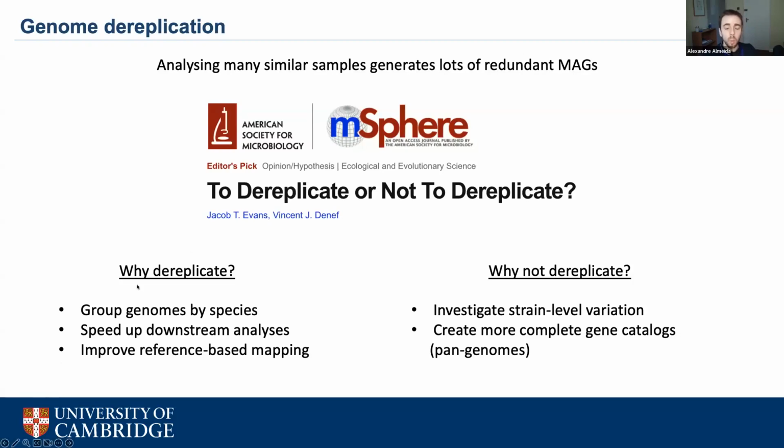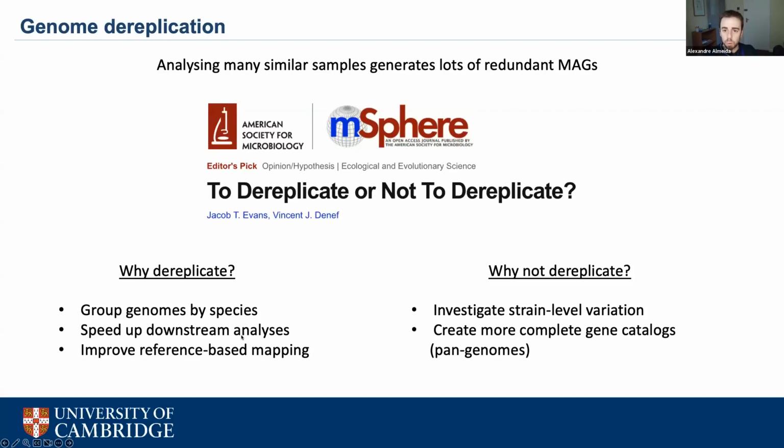So why should you de-replicate? Why should you remove that redundancy? You should remove that redundancy if you're thinking about doing analysis at the species level. If you have multiple strains from the same species, it's definitely beneficial to collapse that diversity to make the analysis more manageable. It would also allow you to speed up downstream analysis.